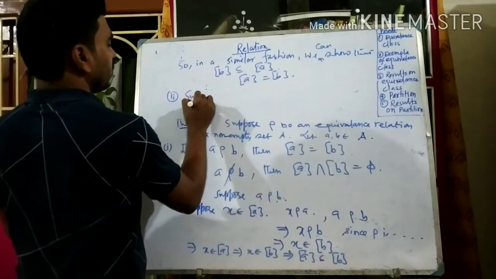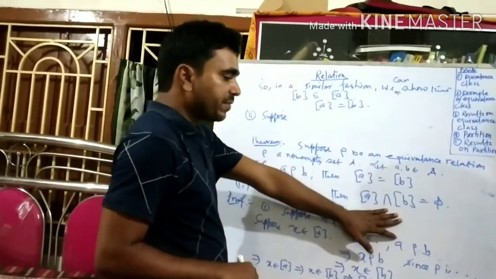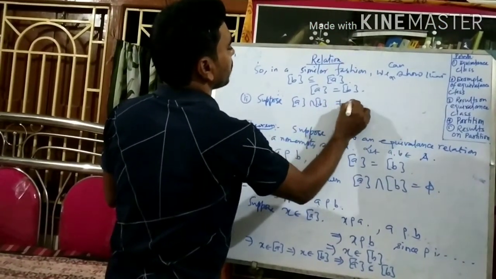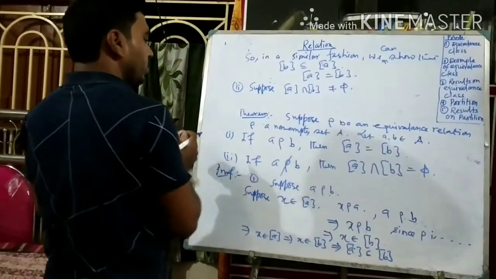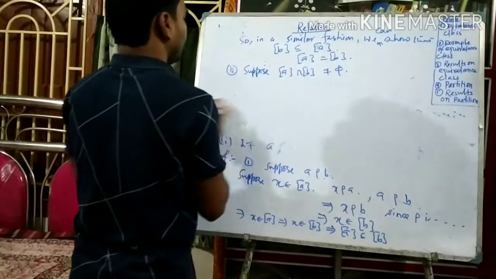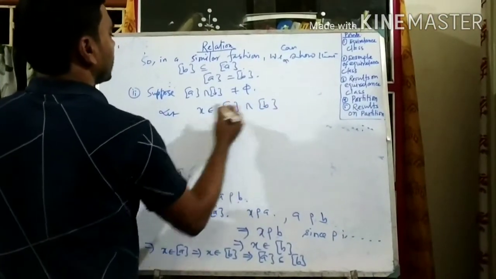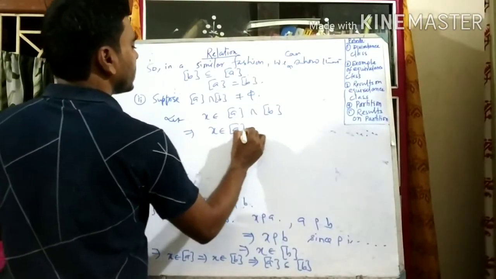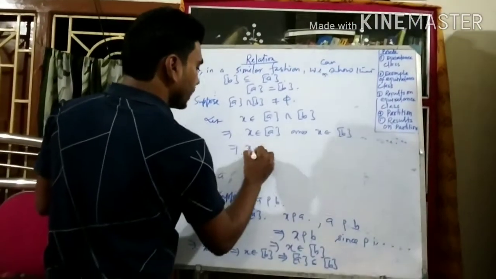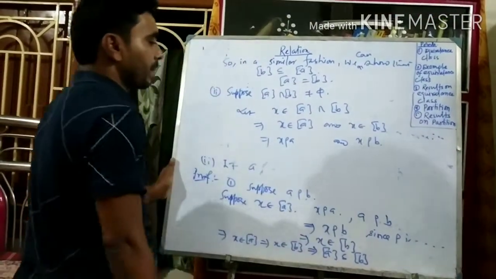suppose this happens, we have to show that this is equal to phi. If this is not equal to phi, that means there would exist some element in the intersection of class A and class B. Let x belong to class A intersection class B, and this implies x belongs to class A and x belongs to class B, right? And this implies x is related to A, and this implies x is related to B. Okay.